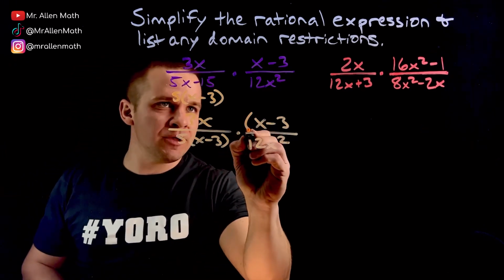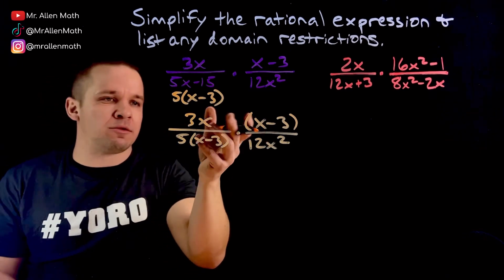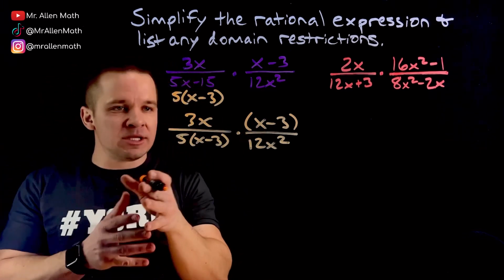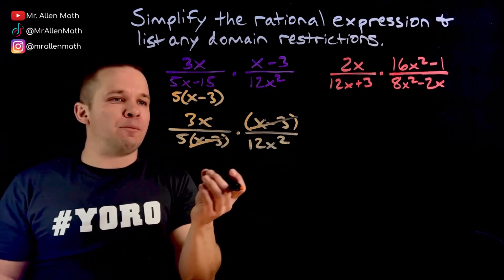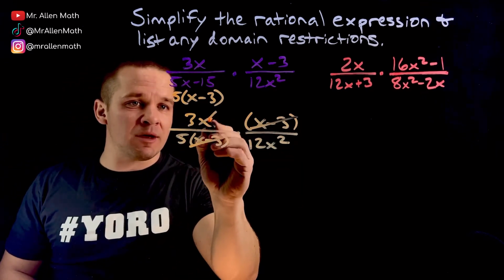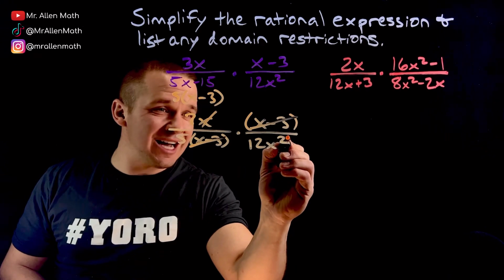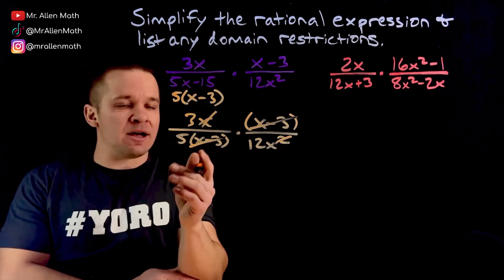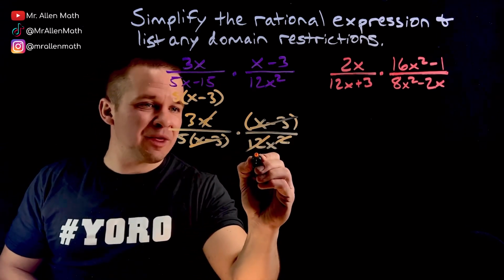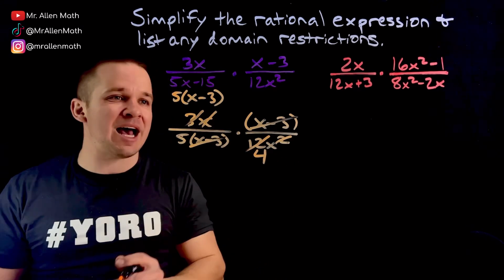This x minus 3, it might help you visualize it if I put it in parentheses. You don't have to. But this is all multiplied together, so I can cancel numerator and denominator. I've got an x right here that can be canceled with one of these, so I'll cancel that exponent of 2, leaving me with just an x. Anything else? 12 is divisible by 3, leaving me with 4, and cancel that out.